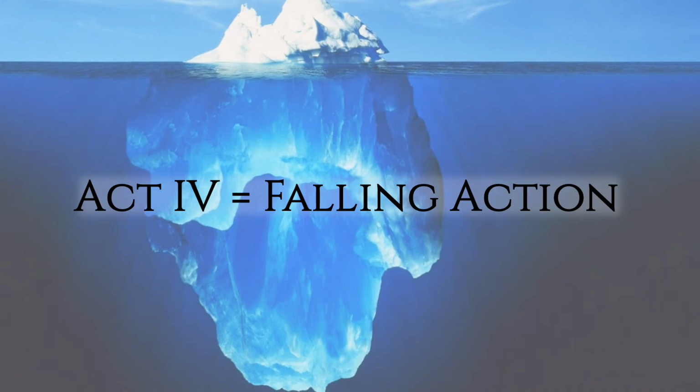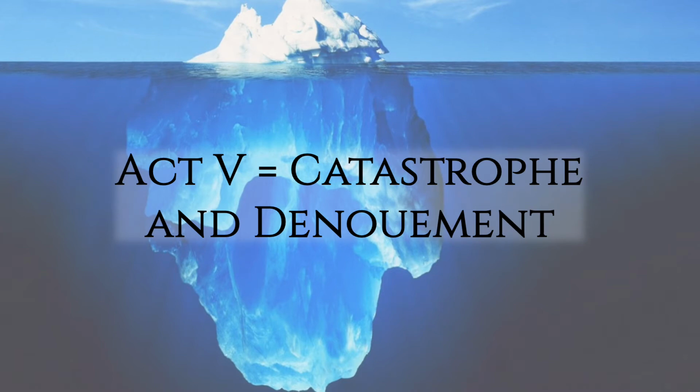Act 4 is the falling action. The world of the characters has changed unalterably because of the actions and decisions in Act 3. The characters are trying to keep things together, but the events are kind of taking care of themselves. Act 5, the big ending and the denouement, that is, tying up the loose ends.